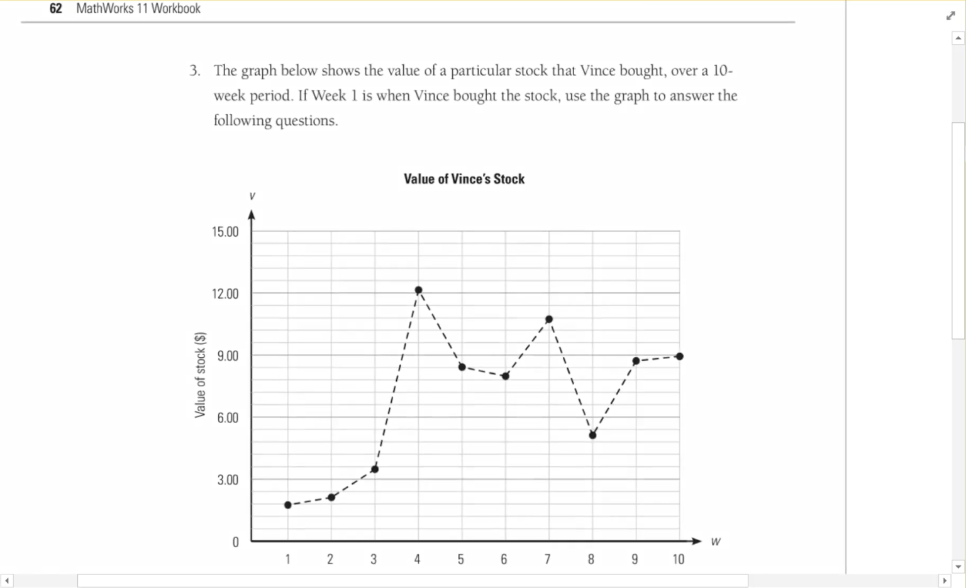Okay, the graph below shows the value of a particular stock that Vince bought over a 10-week period. If week one is when Vince bought the stock, use the graph to answer the following questions.